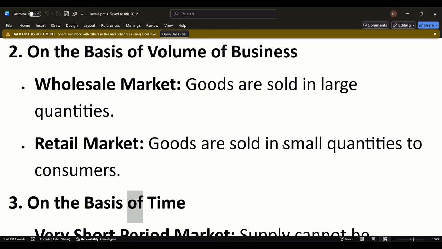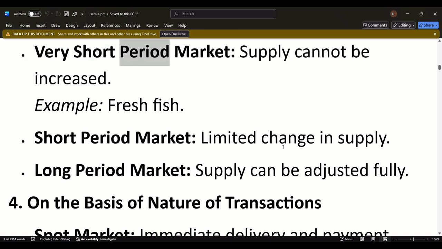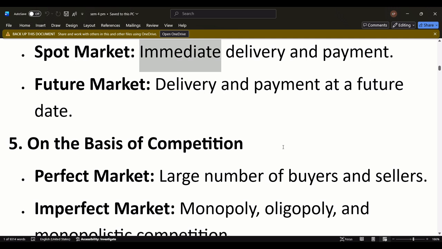3. On the basis of time. Very short period market, supply cannot be increased. Example, fresh fish. Short period market, limited change in supply. Long period market, supply can be adjusted fully. 4. On the basis of nature of transactions. Spot market, immediate delivery and payment. Future market, delivery and payment at a future date.